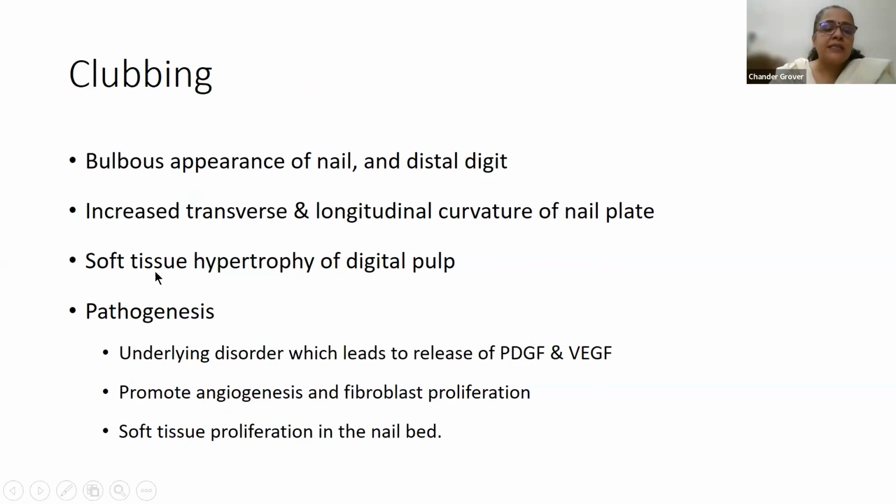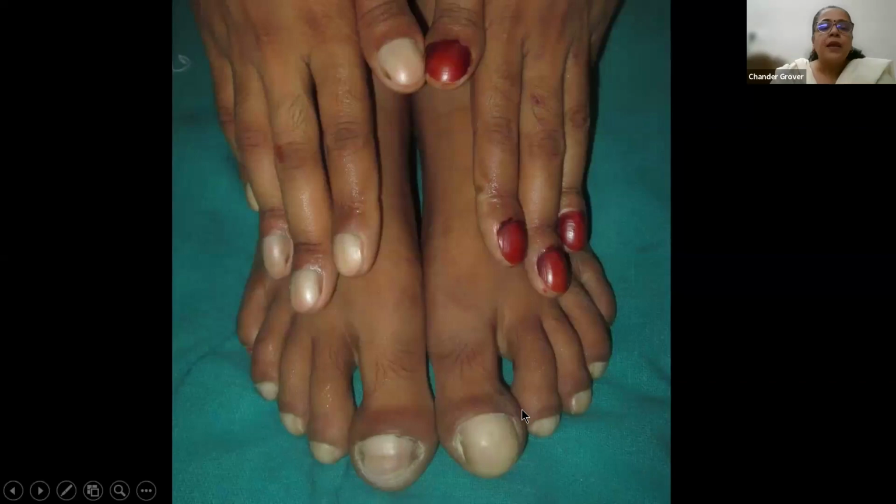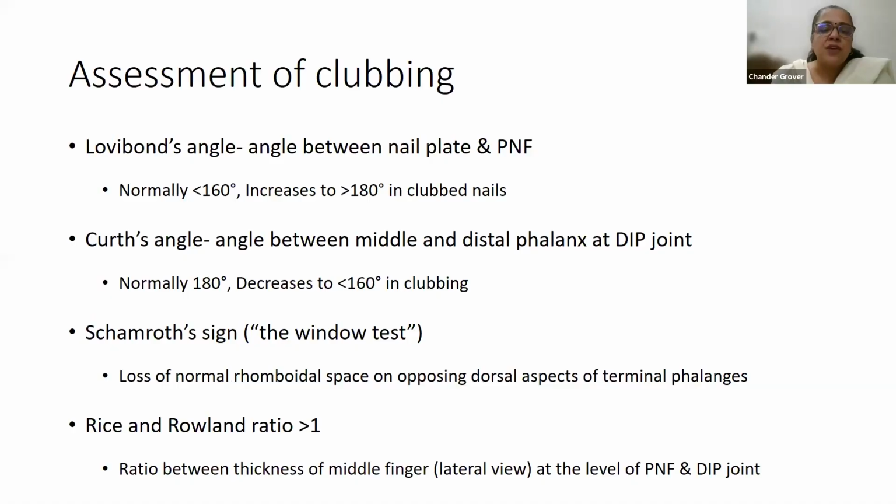So it is basically characterized by a soft tissue hypertrophy of the digital pulp because of some or the other cause of ischemia, leading to release of platelet-derived growth factor and vascular endothelial growth factor, promoting angiogenesis. This is what clubbing is going to look like. The curvature is increased, but as I said, early onset may not be very easy to see. So we have objective measures of clubbing also: Lovibond's angle, Curth's angle, Schamroth's sign, and the Rice and Rowland ratio.